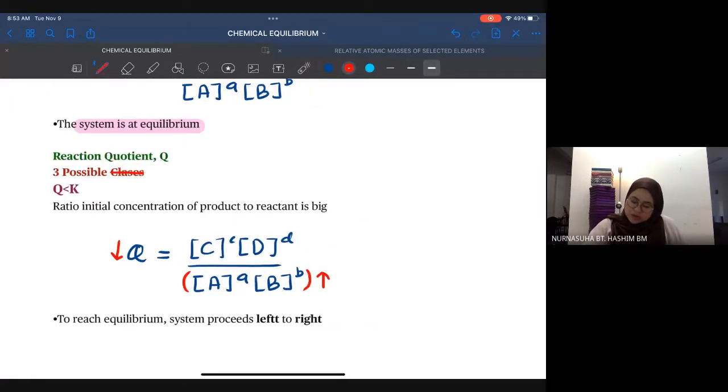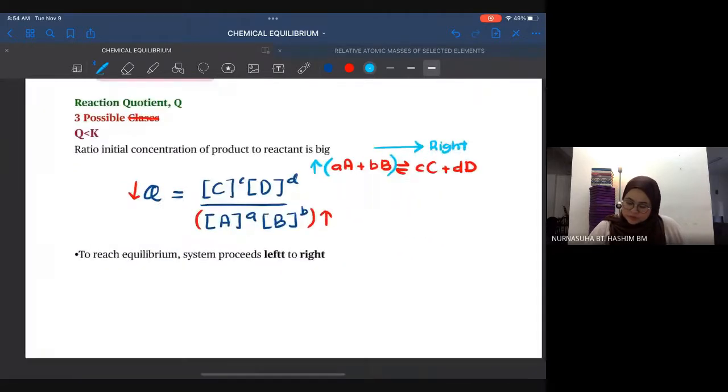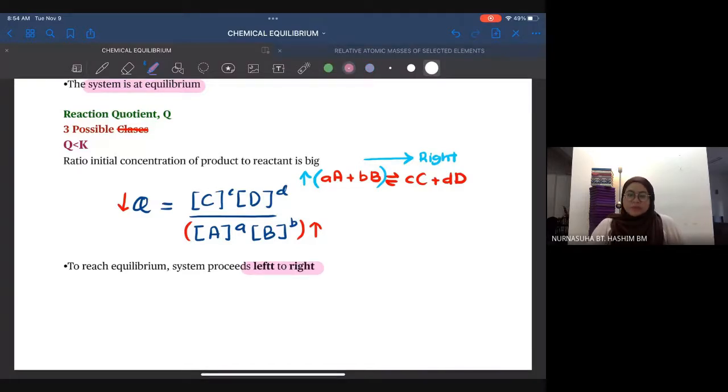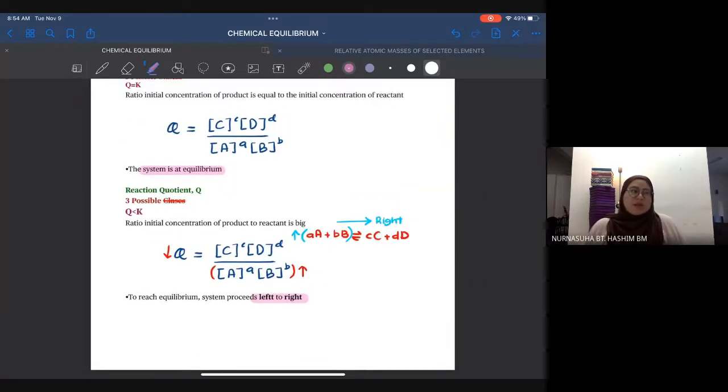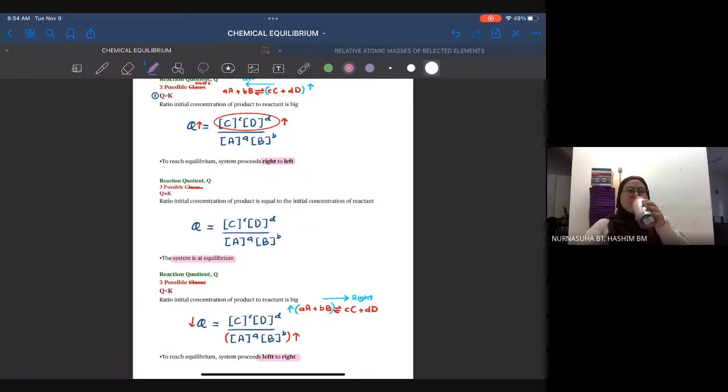Okay, so kita ambil contoh example tadi juga. Okay, so when Q decrease ataupun small value, maksudnya concentration of reactant ni tinggi. So bila concentration tiba-tiba tinggi, maksud the system tidak akan stable. So what happen? Dia akan shift the equilibrium to the right. Okay, kita akan tengok benda ni nanti. Masa Le Chatelier principle, you akan lebih jelas lah. Okay, so itu 3 possible cases.